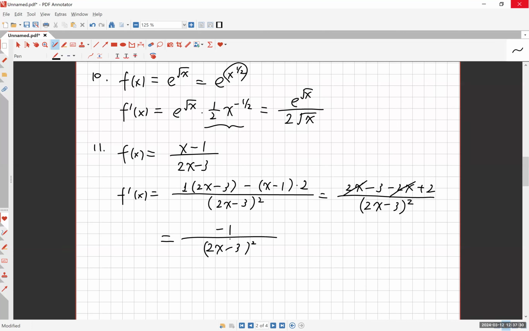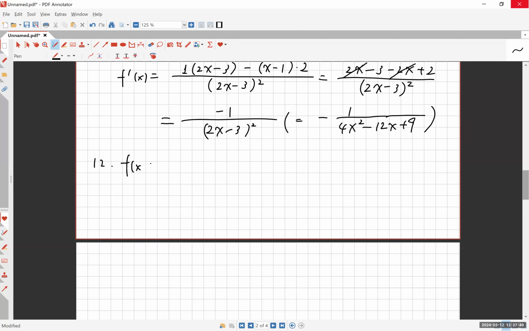Okay, so this is much simpler, and I would recommend it. Of course, it's okay if you multiply this out, it's 4x squared minus 12x plus 9. That would be fine too. Either one would be okay here. Okay, let's go to number 12.